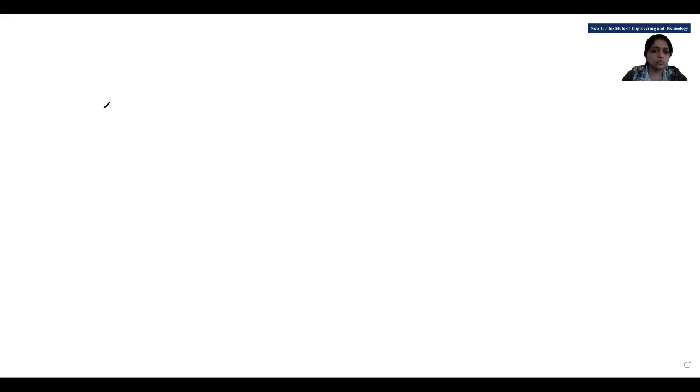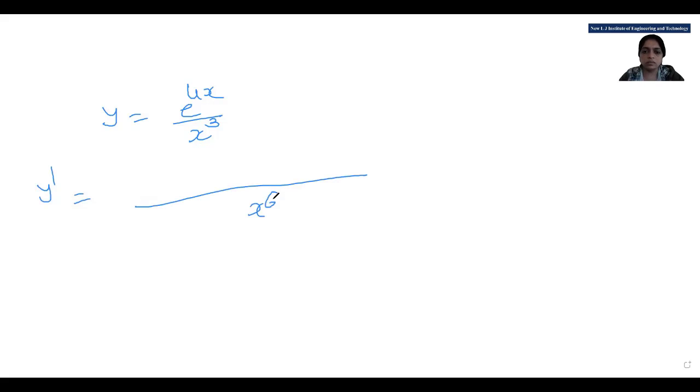Now, e raised to 4x upon x cube. Which formula will we apply here? u by v. So x cube keep it the same, the derivative of e raised to 4x is 4 e raised to 4x, minus e raised to 4x keep it the same, and the derivative of x cube is 3x square.